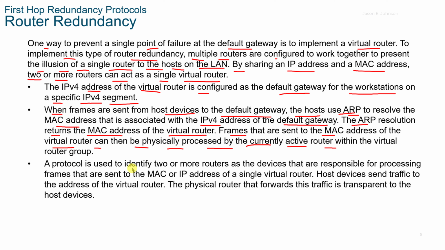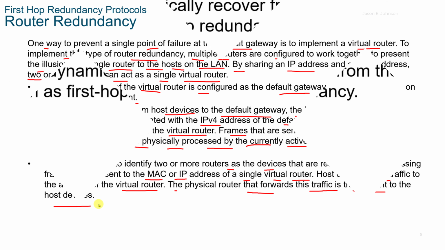And a protocol is used to identify two or more routers as the devices that are responsible for processing frames that are sent to the MAC or the IP address of a single virtual router. Host devices send traffic to the address of the virtual router, and the physical router that forwards this traffic is transparent to the host devices.